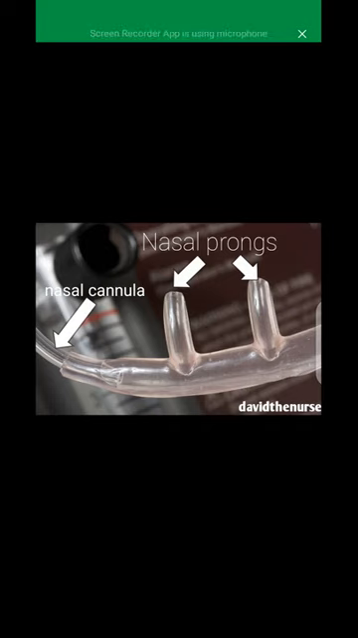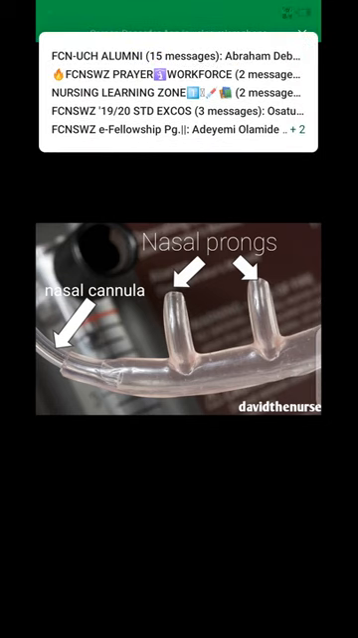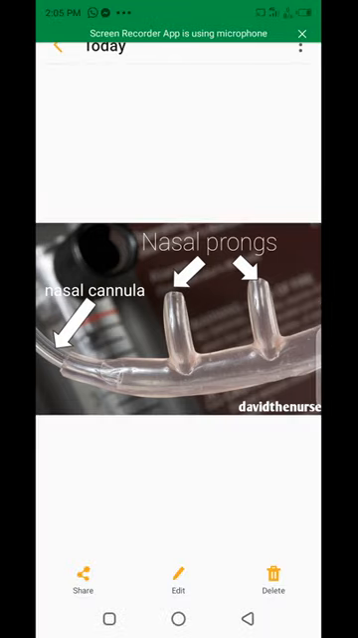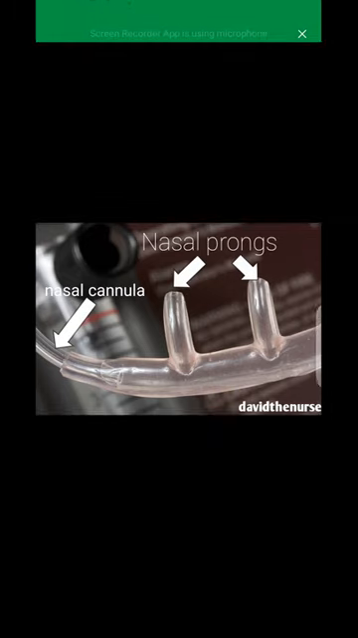Now, when you are using nasal prongs, you regulate your oxygen at between 1 to 4 liters per minute. That is the highest it can go. Anything above 4 liters per minute will cause inconvenience for your patient, and most importantly, it will make the oxygen you are delivering a waste, because the pressure will be too much, and then oxygen will be escaping out from the patient's nose into the atmosphere.